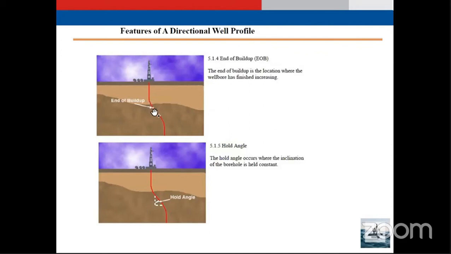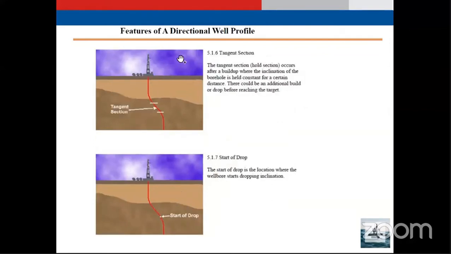Then I can hold the angle. What is the meaning of hold the angle? I start to drill, then the kick-off point, then increase the angle and stop at 30, then hold the angle, keeping it the same as at the end of the build-up section. So if I build until 30, I will hold the angle at 30, which is called hold angle. What is the meaning of tangent section? After I build up the angle, I hold the angle constant for a certain distance. This holding section is called the tangent section or holding section.